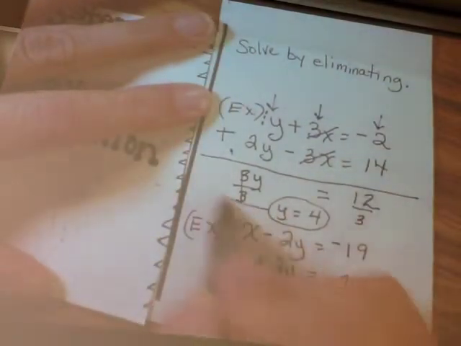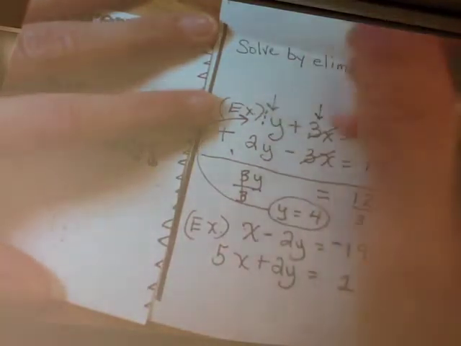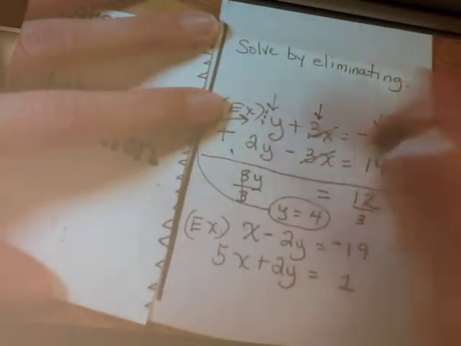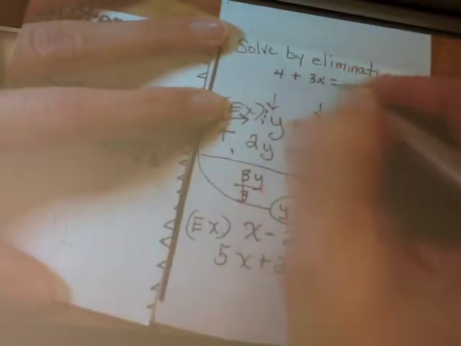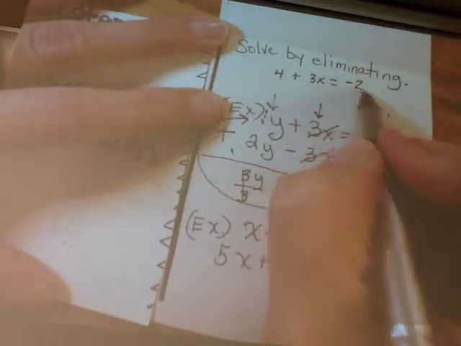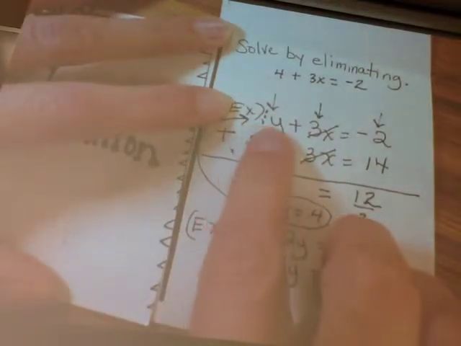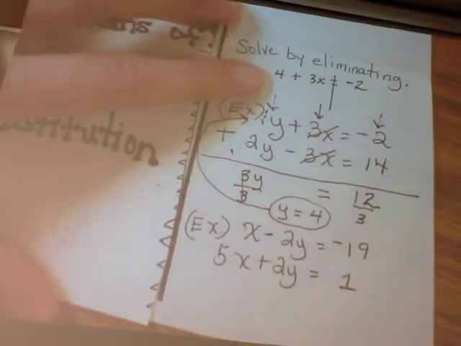I'm going to substitute the 4 back in right there, and write it up here. 1 times y, and if y is 4, that turns into 4, plus 3x equals a negative 2. That's what your problem turned into after you substituted the 4 back in for the y value, because 1 times 4 is how I got that 4. Now to solve this equation, how do you get rid of that 4? It's positive 4, so subtract the 4.